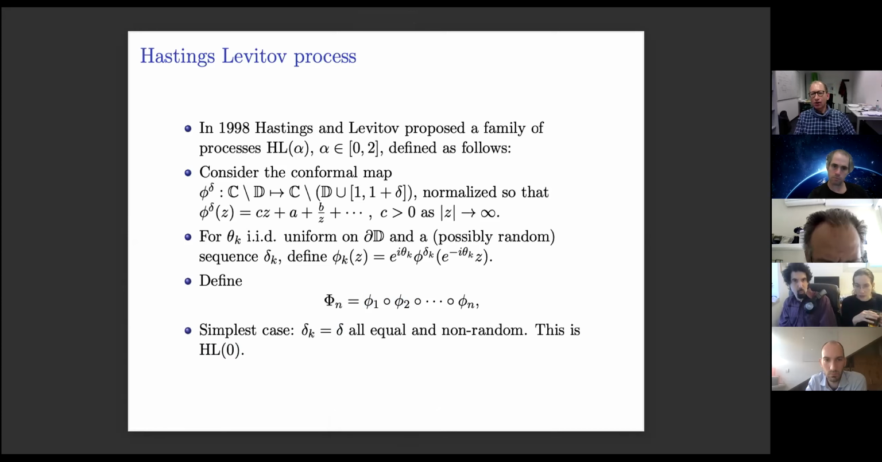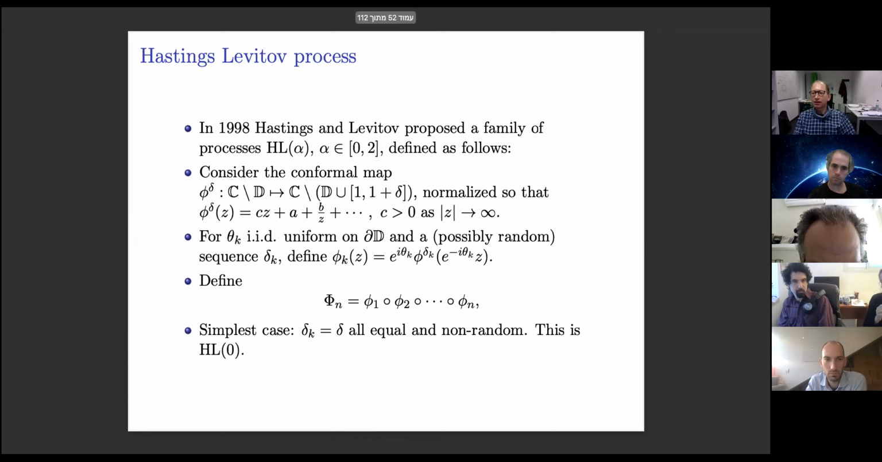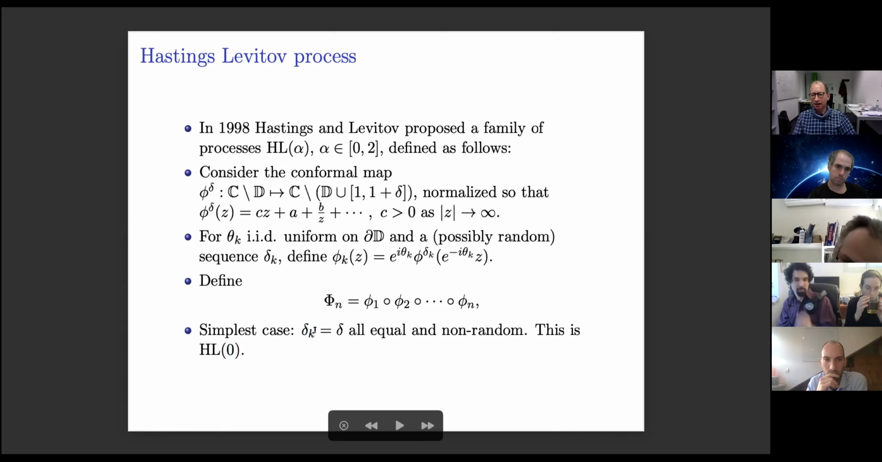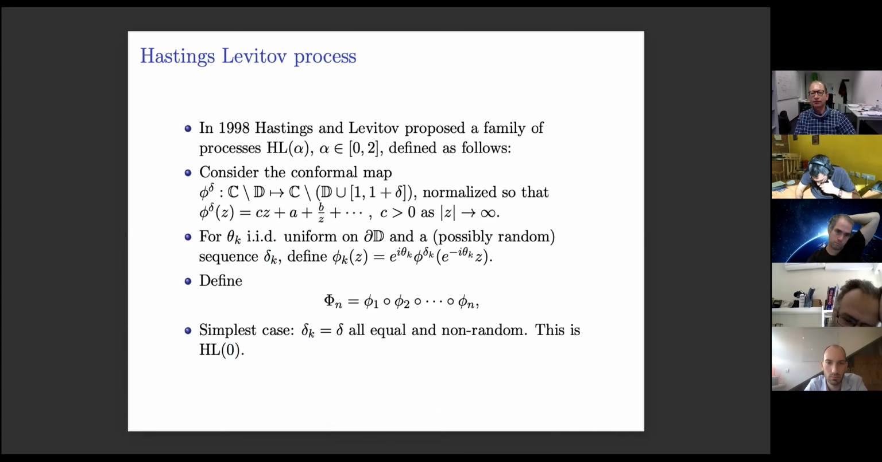Okay, so what is this conformal mapping? Just one second. Where was the alpha? The alpha never entered at all, right? So on this slide, I explained the case of alpha equals 0. That alpha equals 0 is the case where all the delta k's are equal, are all the same. For alpha greater than 0, the choice of the delta k is going to be more complicated, and I will explain it later, but it will not be very important for this talk.